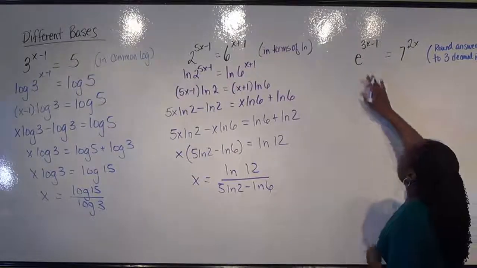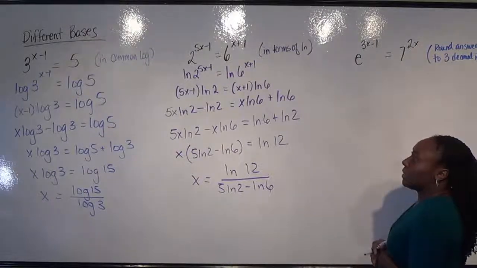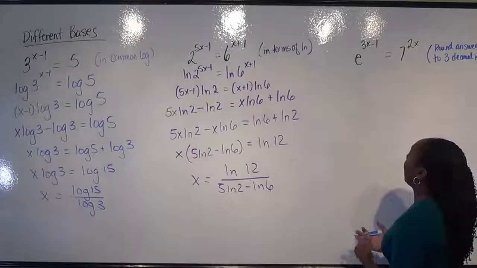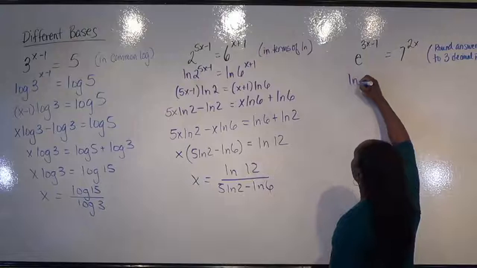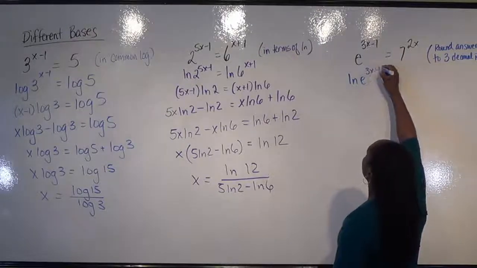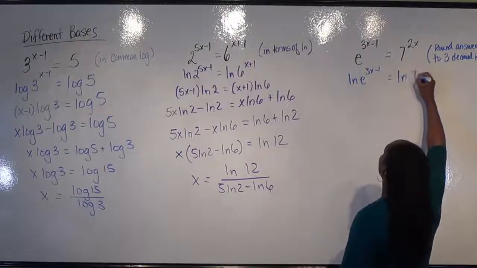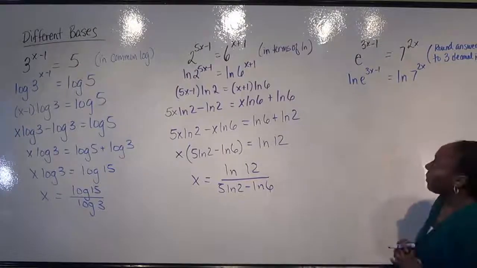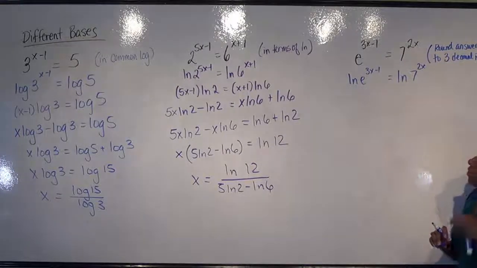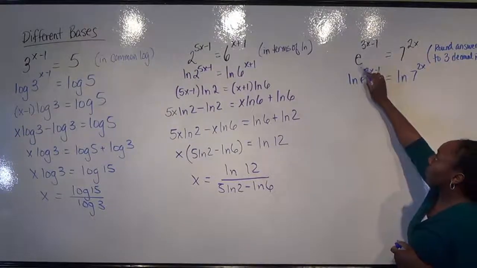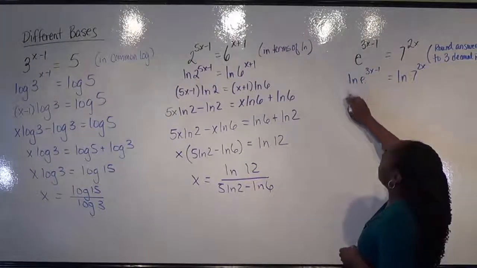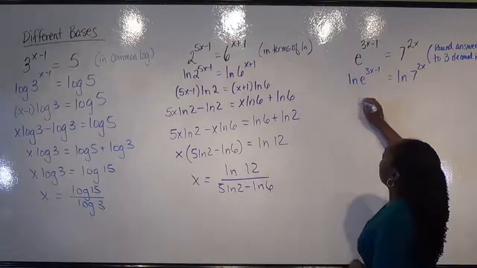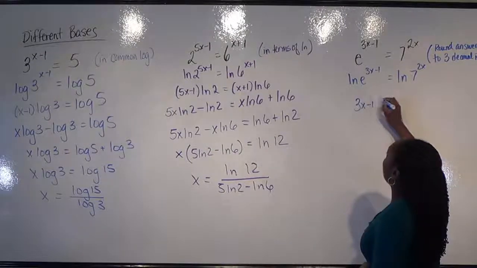Okay? Here again, with e and 7, I can see my bases are not the same and can't be written the same. So I'm going to go ahead and take my natural log of both sides. Okay? And again, the reason I chose natural log in this case is because I have that e in there. So when I look at this side, the natural log of e will cancel out, and I'm just going to get the 3x minus 1.